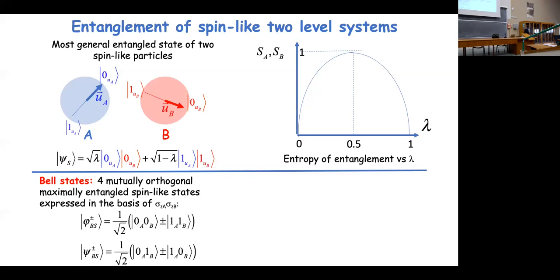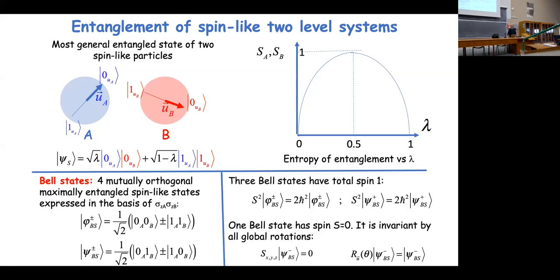And I remind you of the results that we obtained last week. 3 of these 4 states correspond to a total spin equal to 1. That's phi plus and minus and psi plus. And psi minus is antisymmetrical by exchange, and it is a spin 0 state. And you see one property of the spin 0 state is that if you make any rotation on it, since it has a spin 0, it remains invariant. So you have 3 states which evolve like spin 1, and 1 state which under rotation is completely invariant. These are the Bell states, which are the maximally entangled states of 2 spins.